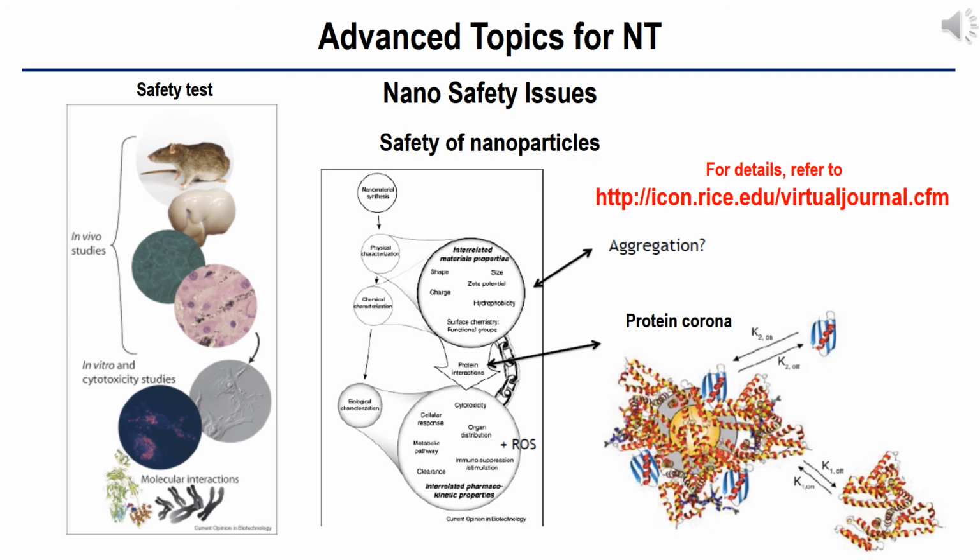CNT introduced in the abdominal cavity of mice show asbestos pathogenicity. Protein corona defines the biological identity of the particle. Please refer to detailed information in the URL attached in this slide.